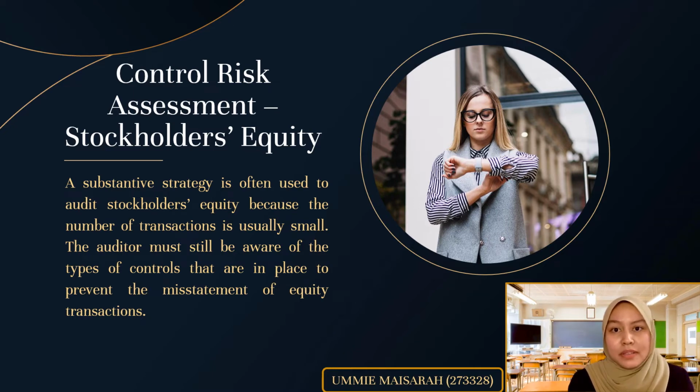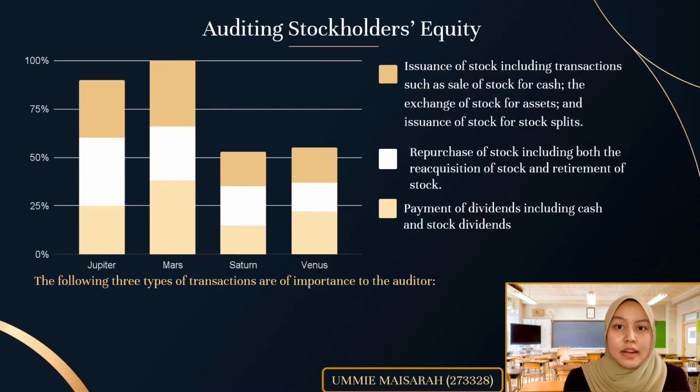In auditing shareholders' equity, it can be divided into three components that come from financing activities, which are dividend, share capital, reserve and retained earnings, because all of these three items give an impact on stockholders' equity. For an auditor, there are three types of transactions that are vital to them. One of the three transactions is about issuance of stock.